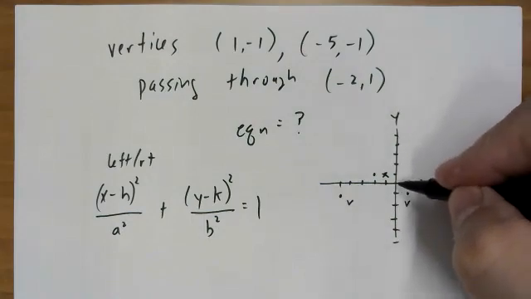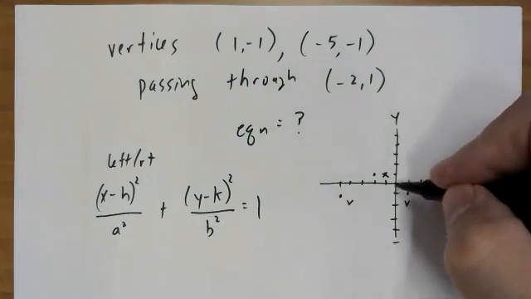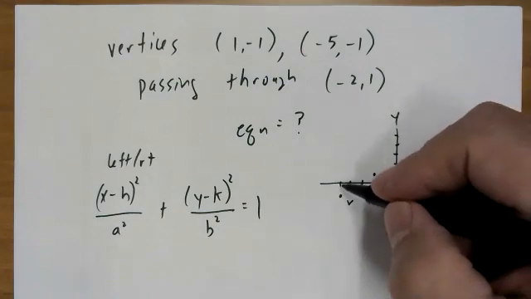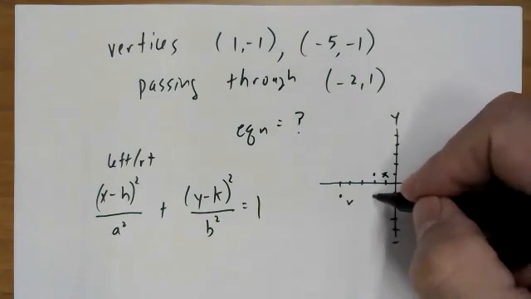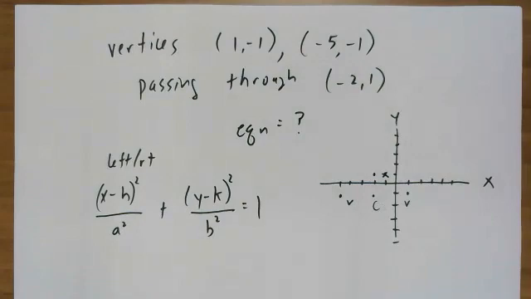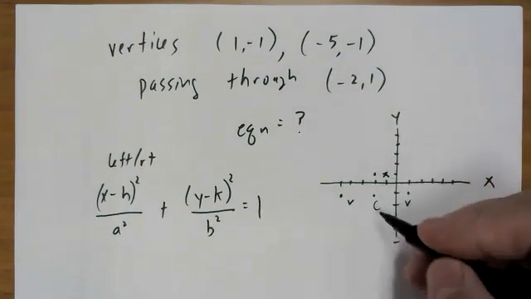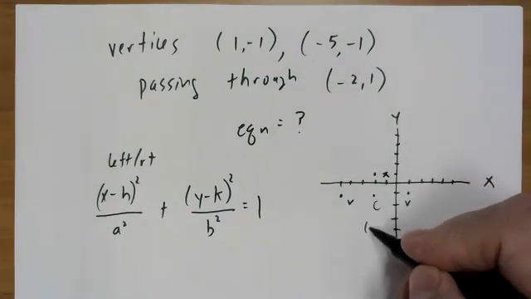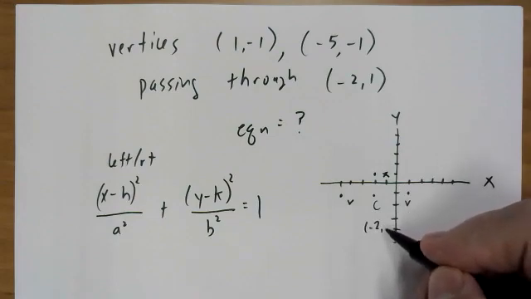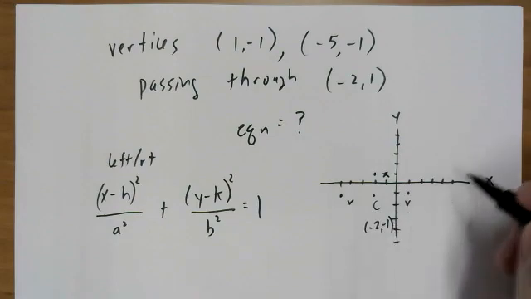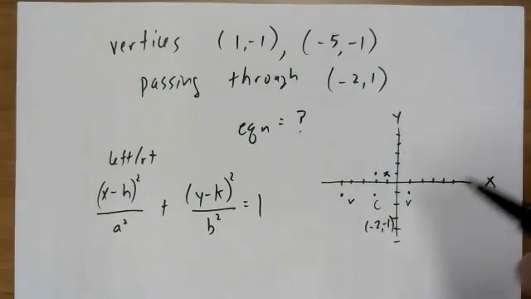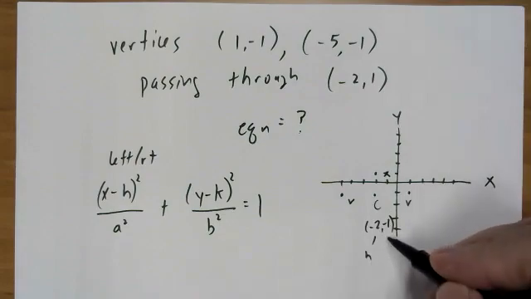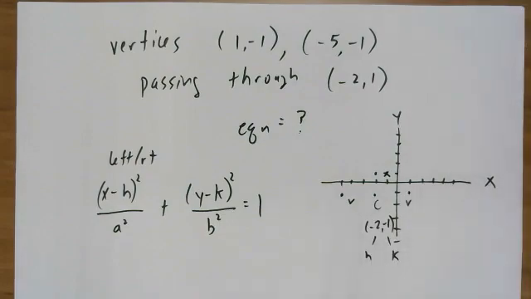So it looks like this is 1, 2, 3, 4, 5. So this is of 6. So halfway between is going to be 3. So 1, 2, 3. So here is going to be the center of the ellipse. And it looks like this point is going to be -2, -1. So right now, I know my h and k. H is -2, k is -1.